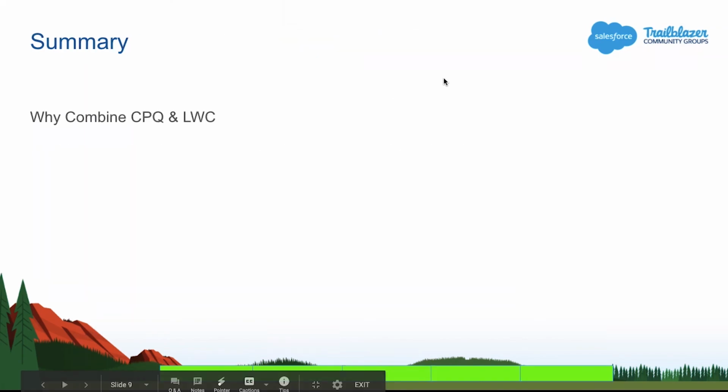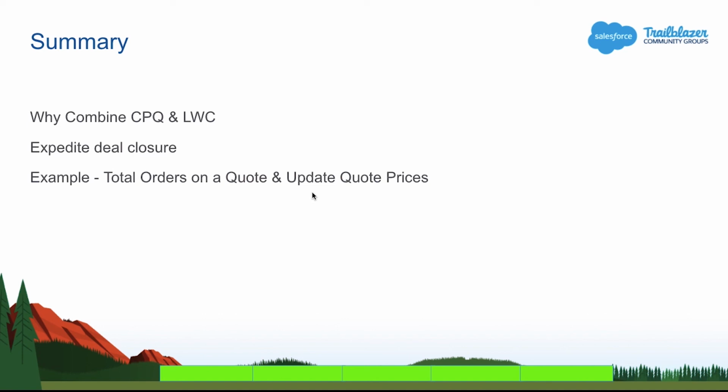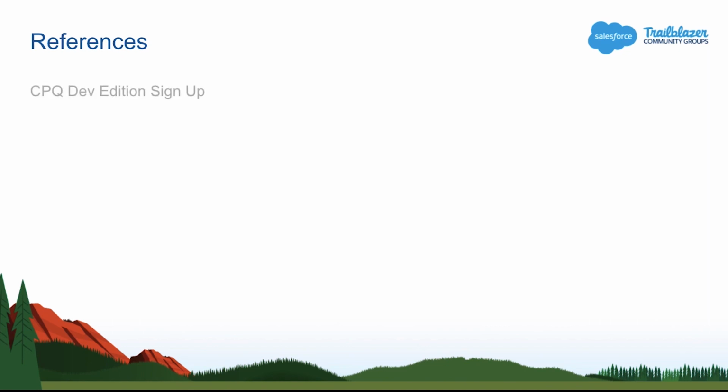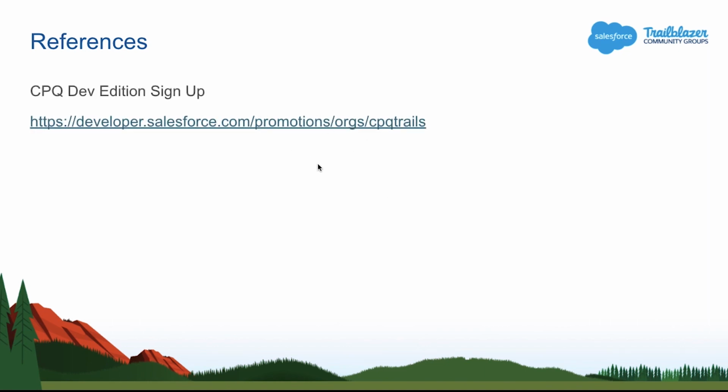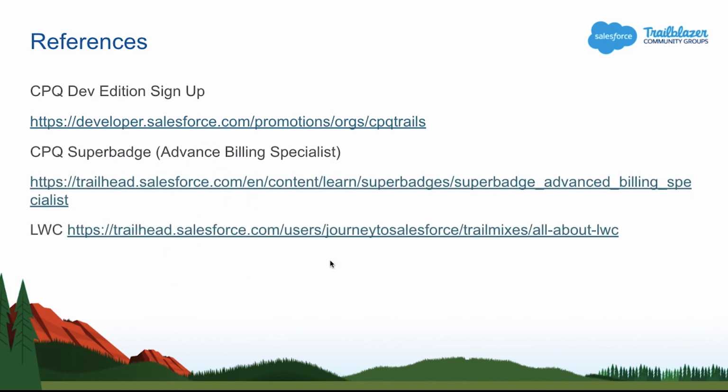Now, in the summary, what we learned is CPQ and LWC in combination give a very good performance impact to the users, and it's definitely going to improve productivity and close deals faster and faster. I had shown you how to see the total orders in a quote and update the quote prices, how dynamically you had updated it. And in the references, you can go here and sign up for the CPQ trial org and play around with it. If you want to learn more, you can try for the super badge. And for LWC, this is a good Trailmix. It will give you all the things. And this is my blog, Salesforce CPQ LWC, where I have put all the code I have shown here, so you can refer to the code anytime.